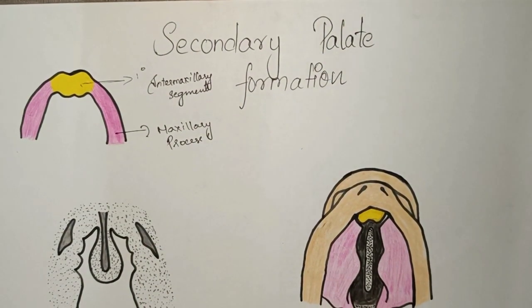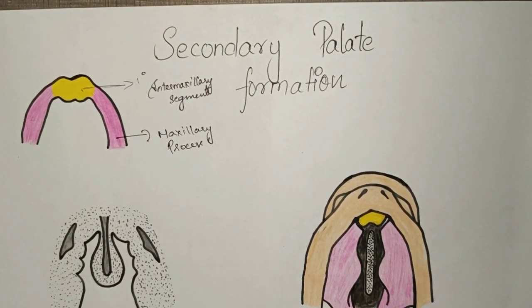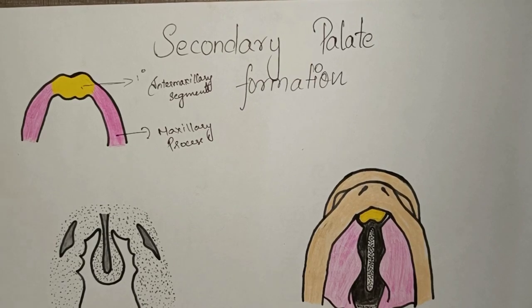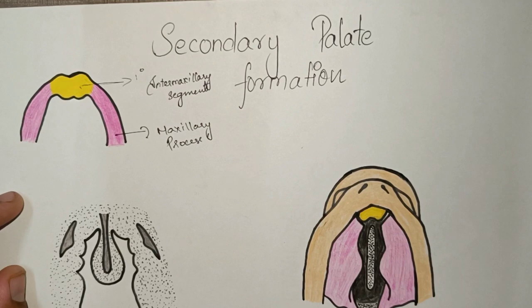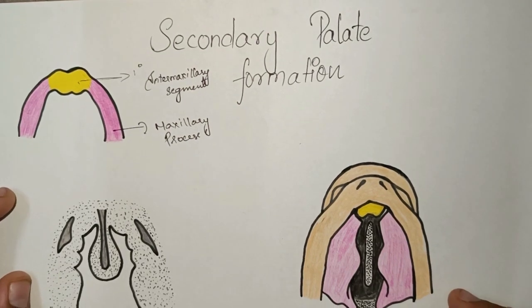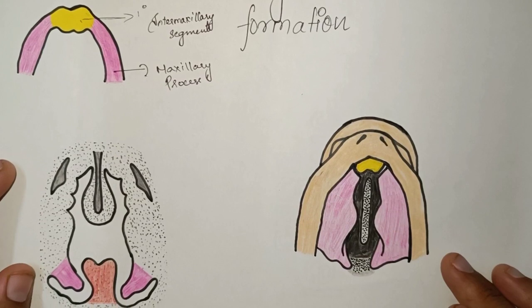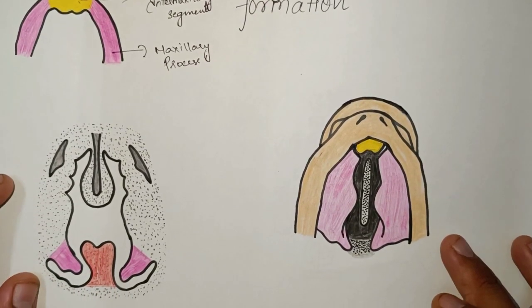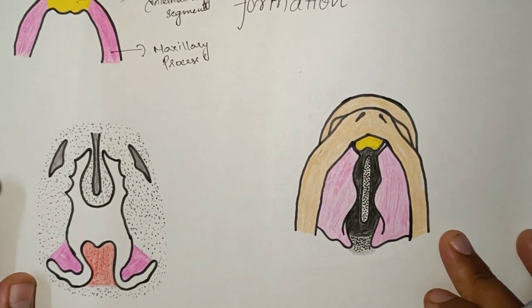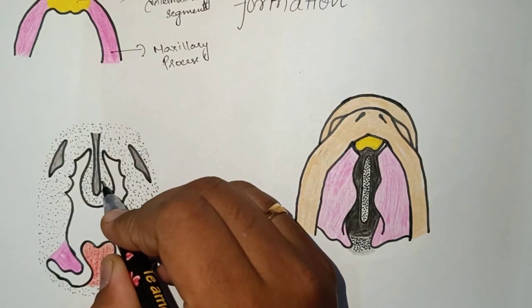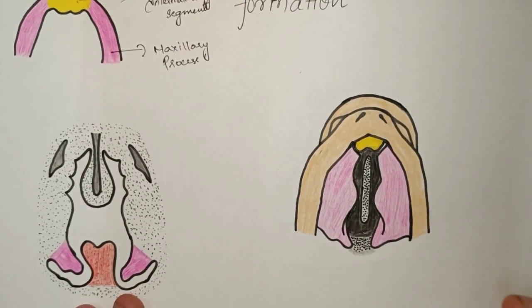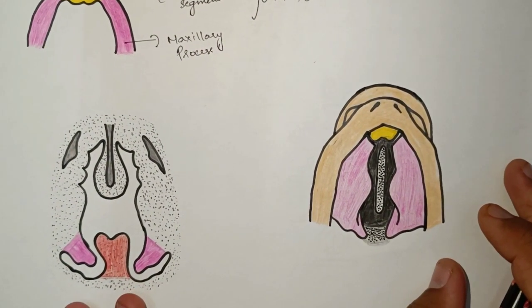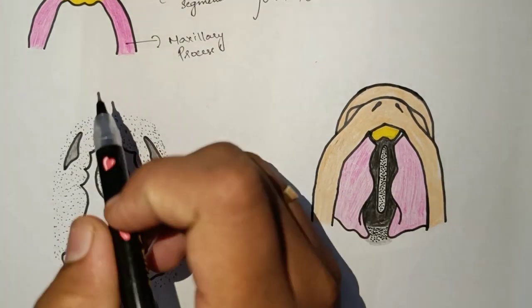In the formation of the secondary palate, this maxillary process is going to play a very big role. Before going into detail, you should know what structures I have drawn in this image. Let's see each and every structure in this image. This is very easy to understand, so listen properly. To know in detail, you should know what structures are involved in that process.